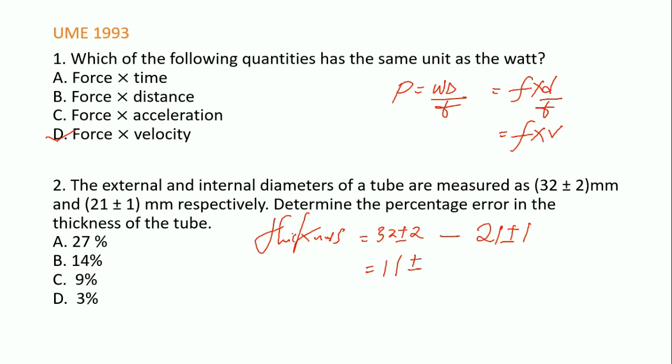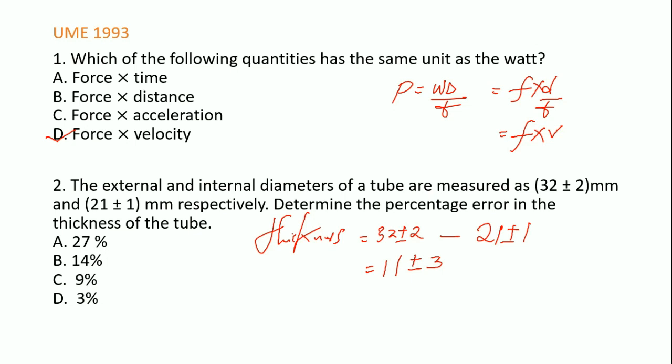Now here's where you are very careful. Don't think because you're subtracting the internal diameter from the external diameter that now you're going to be subtracting this error from this error. No, if you really think about it, you're having error in here, you're also having error measuring the internal one. So the total error you will be having is going to be the addition of the two errors. If you really think about it, it makes sense. So 2 plus 1, that is going to be 3. Now we have the absolute error for the thickness of the tube.